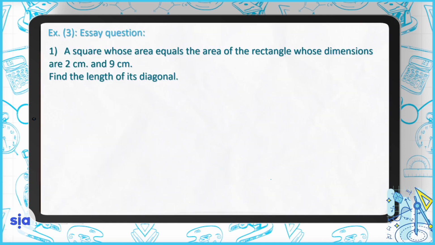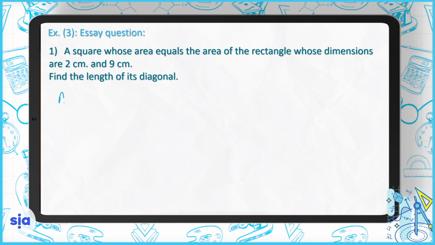Let's now go to exercise number 3, an essay question. Question 1. A square whose area equals the area of the rectangle whose dimensions are 2 centimeters and 9 centimeters. How can we find the length of its diagonal?